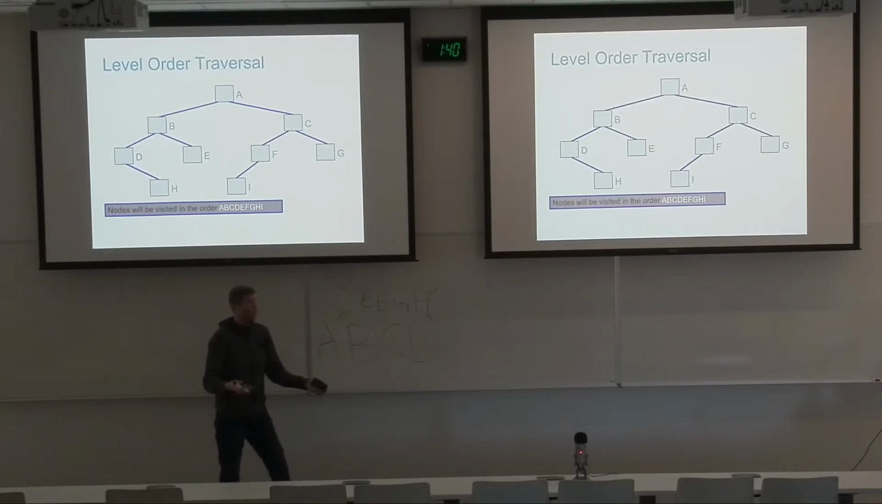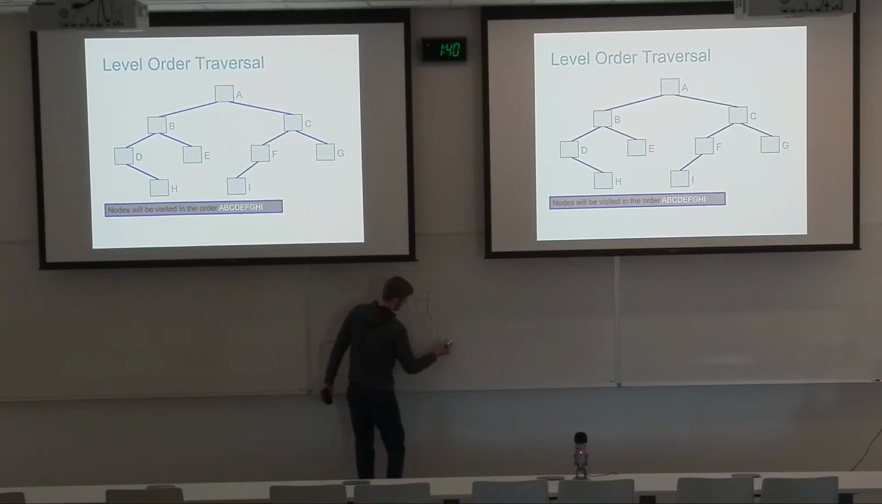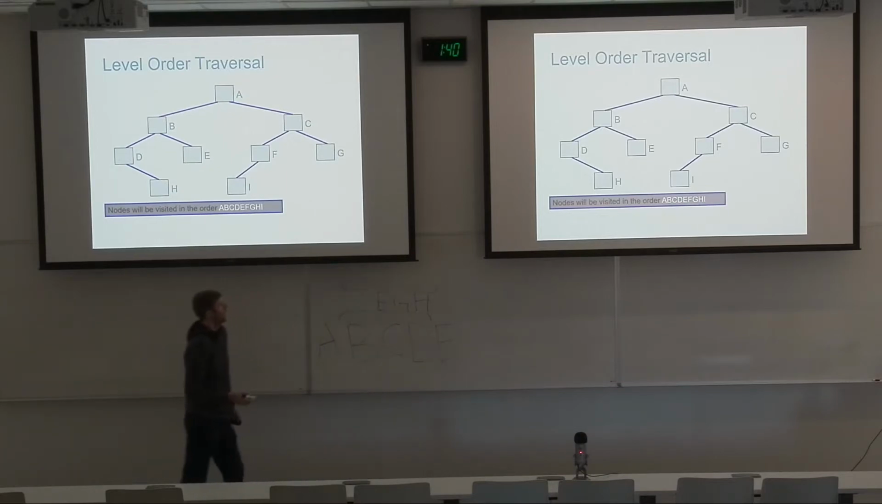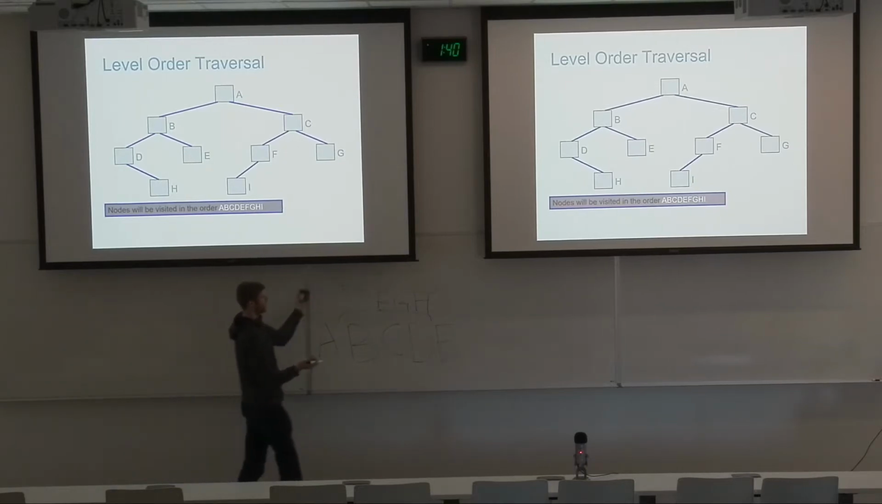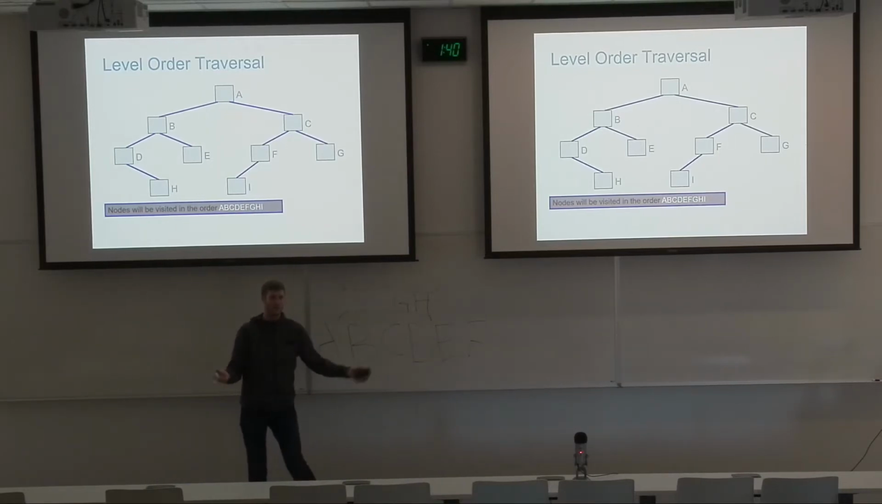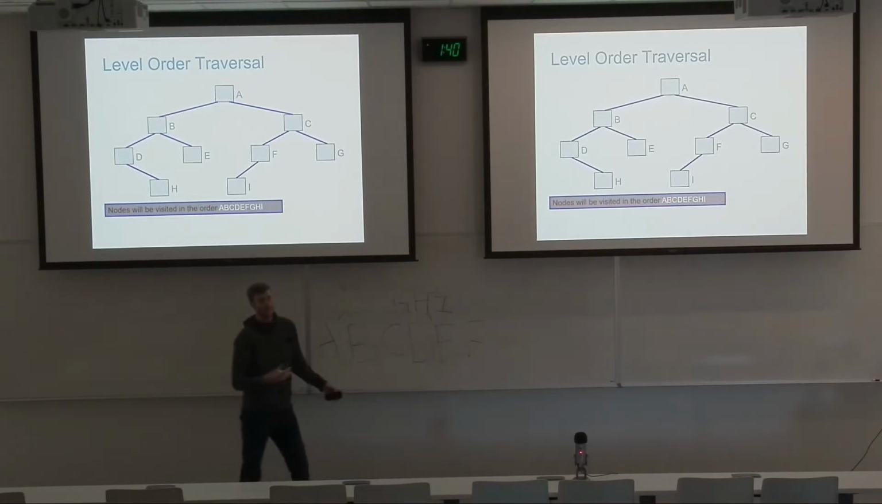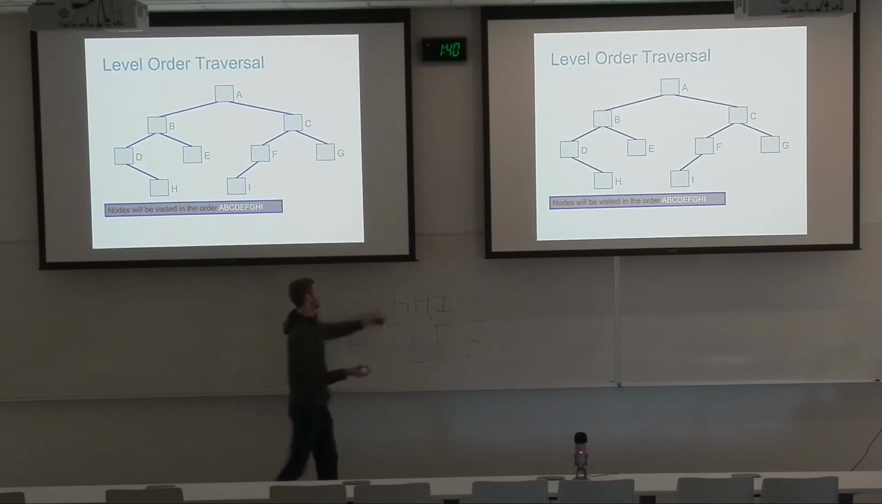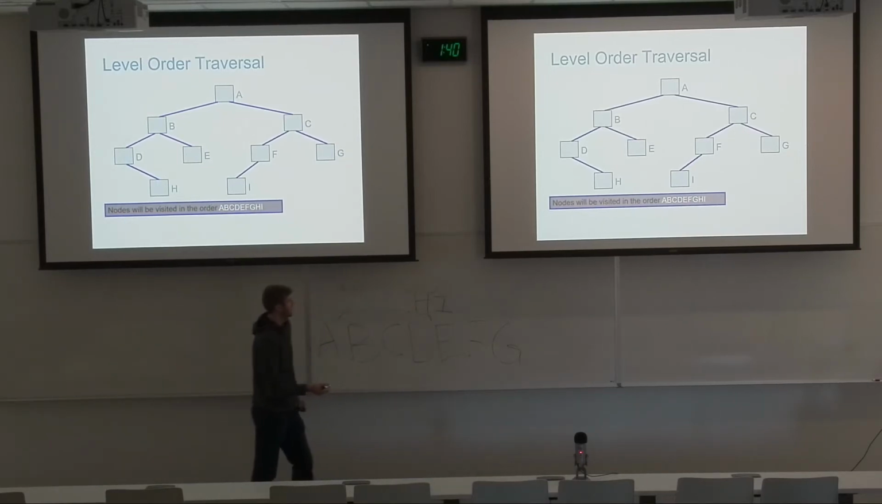Is the Q empty? No. DQ, well it's E. Print it out. Add its left and right subtree. They don't exist. Is the Q empty? No. DQ. F. Print it out. We're going to remove my Q, but bear with me. Add its left and right subtree. Well, only the left subtree exists, so it's I. Okay. Is the Q empty? No. DQ. Print it out. Add its left and right subtree. Well, they don't exist. Whatever.